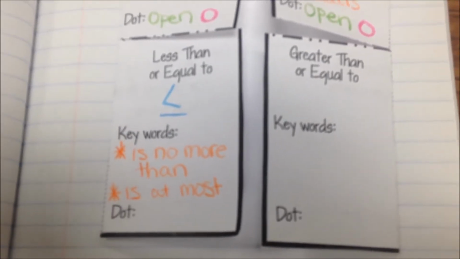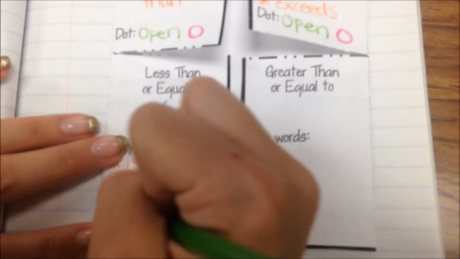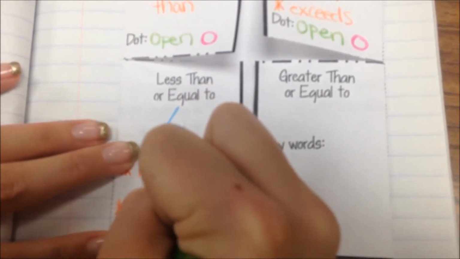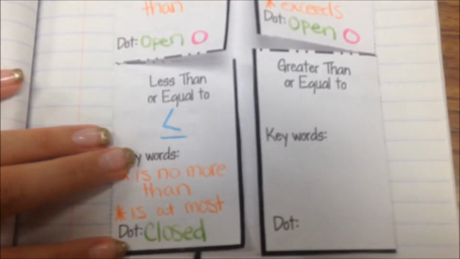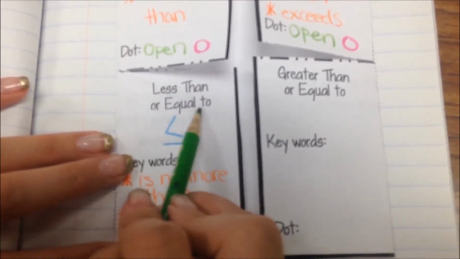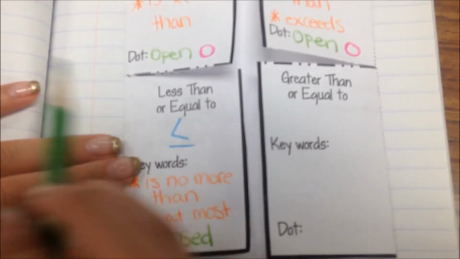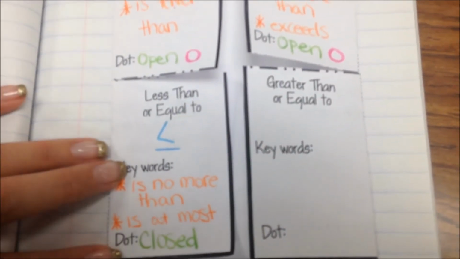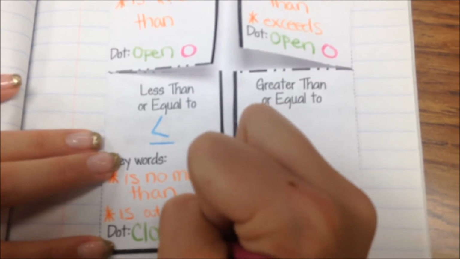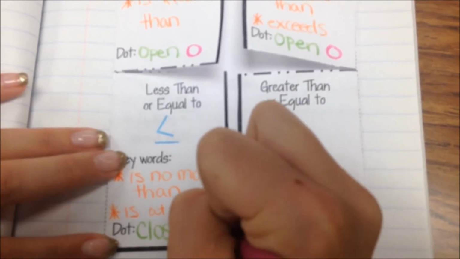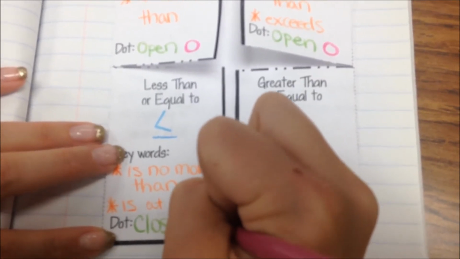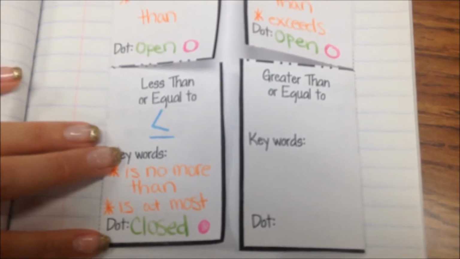The difference in this dot is going to be a closed dot. The reason it's a closed dot is because it's or equal to, and if something is equal to it, then I'm going to include that number, and to show that I'm including it, I'm going to draw my dot, but I'm going to fill in that dot showing that it's closed.